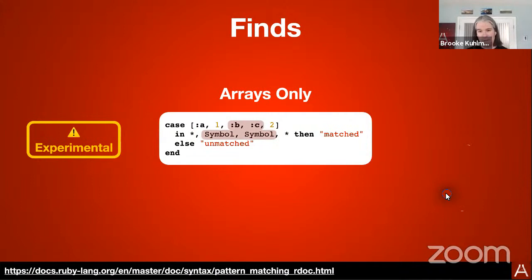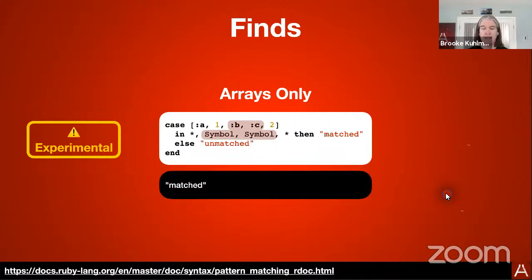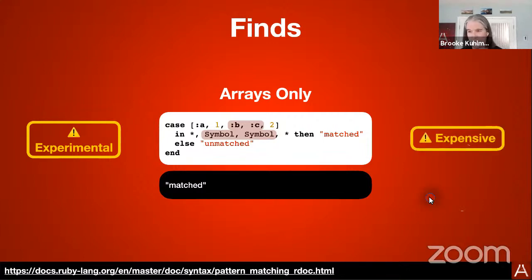And so this is what I'm matching against in this case. That's how this pattern is going to work. And then when I actually evaluate that, that comes out as a match, which is awesome. Now, the reason I want to point out this being experimental is that this can be really expensive performance-wise. So I just want to be really careful and emphasize that this is an expensive operation.